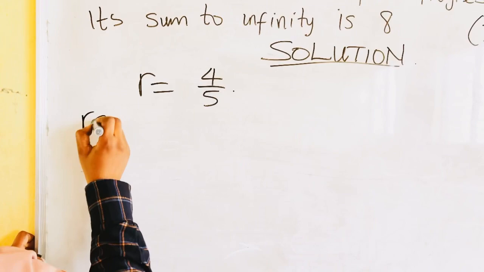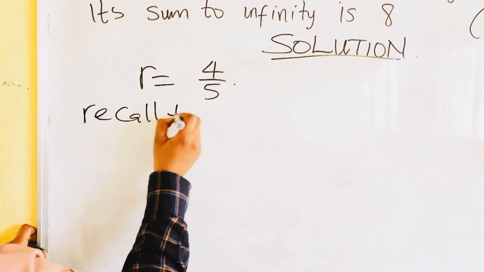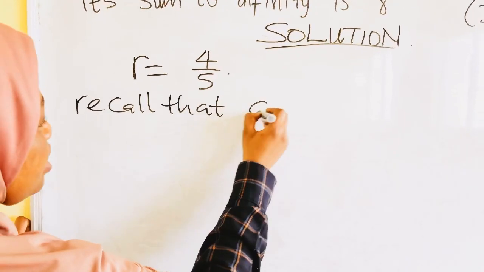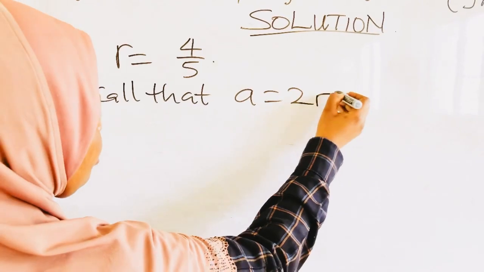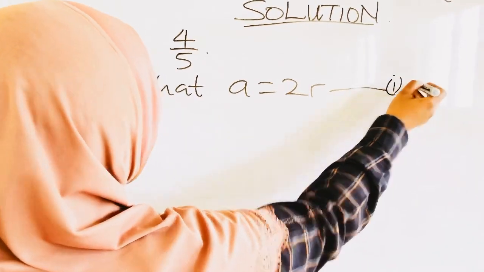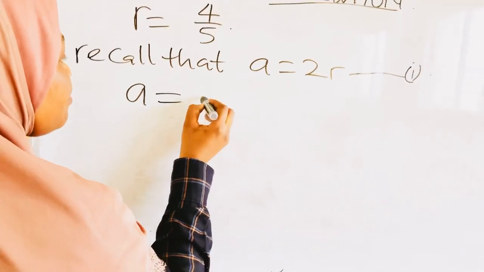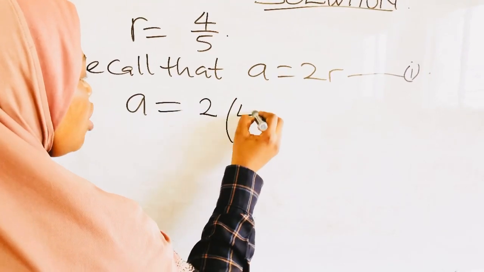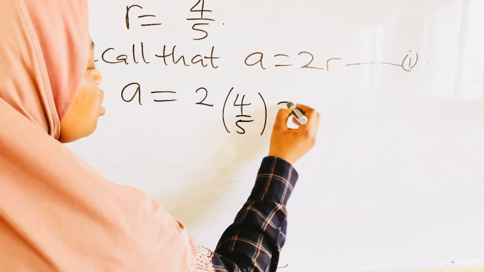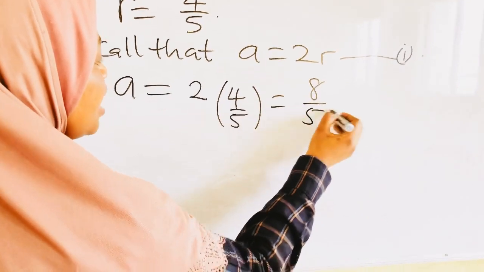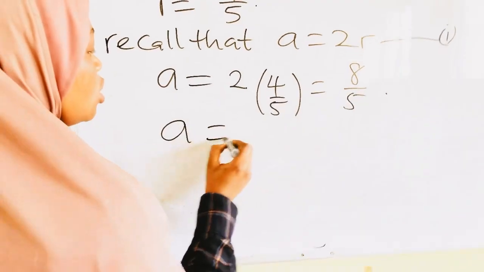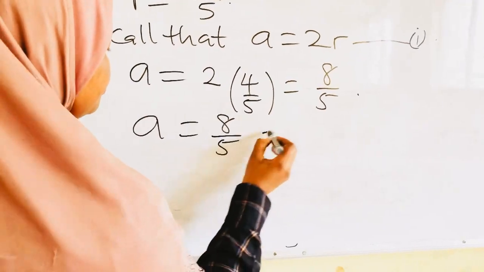And recall that a is equal to 2 multiplied by r. That is our equation 1. So here, wherever we see r, we are going to put 4 over 5. So 2 multiplied by 4 over 5 is equal to 8 over 5. That means the first term is equal to 8 over 5.